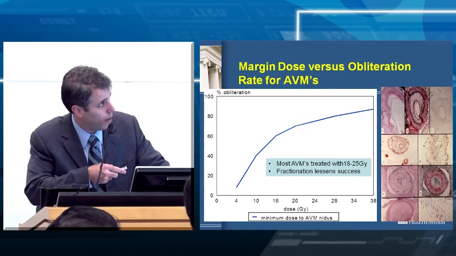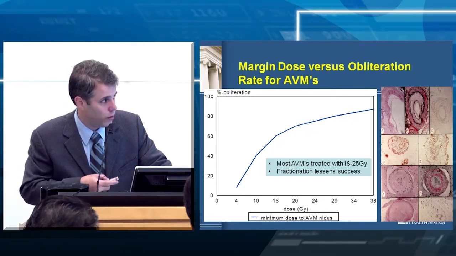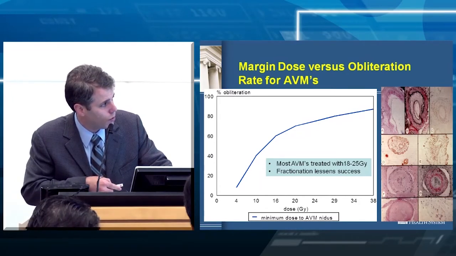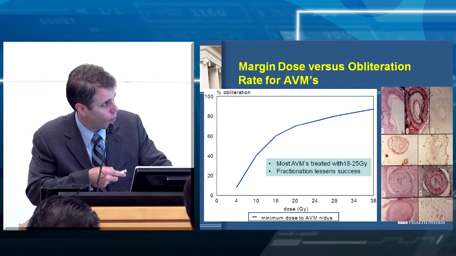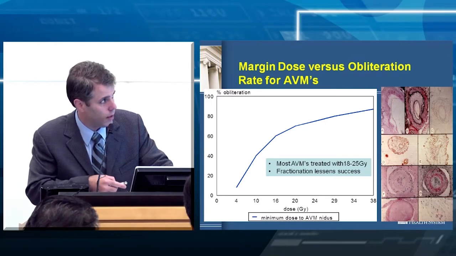So you can see that it plateaus at about 25 gray, that you don't get much more bang for your buck by going above, and you actually do get substantially greater complication rate. And most AVMs are treated with a dose of somewhere between 16 to 18 gray up to 25 gray to the prescription or the edge of the nidus.